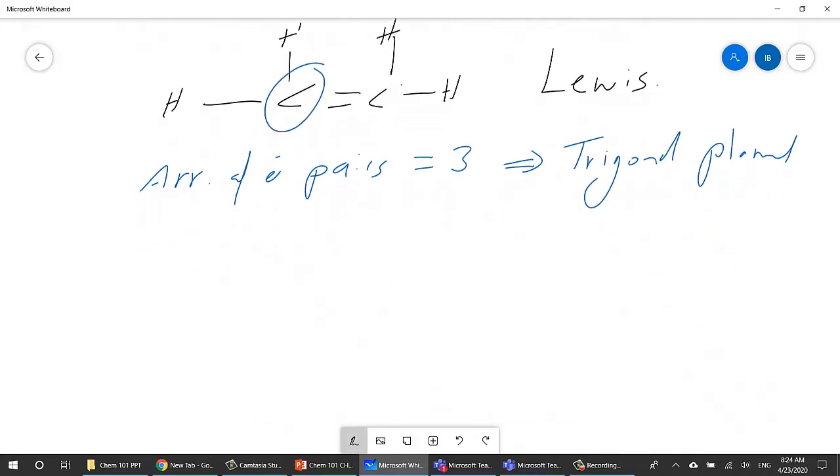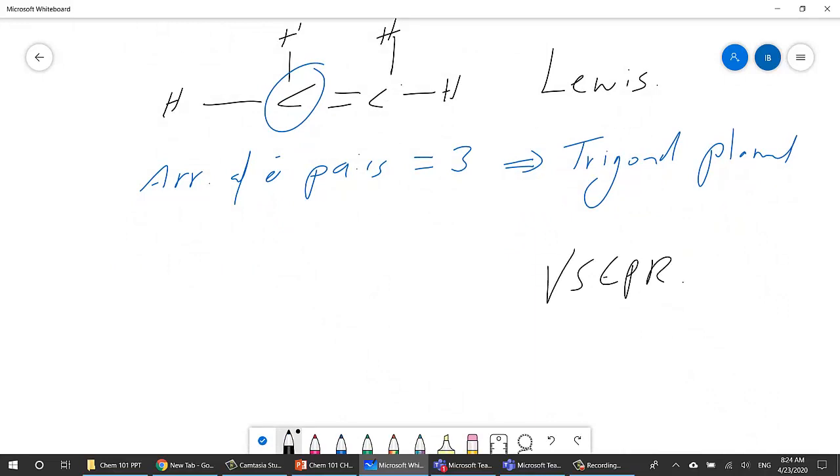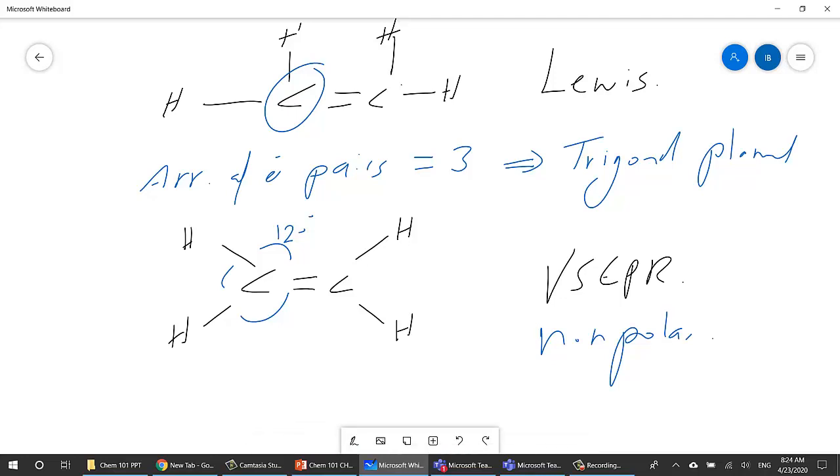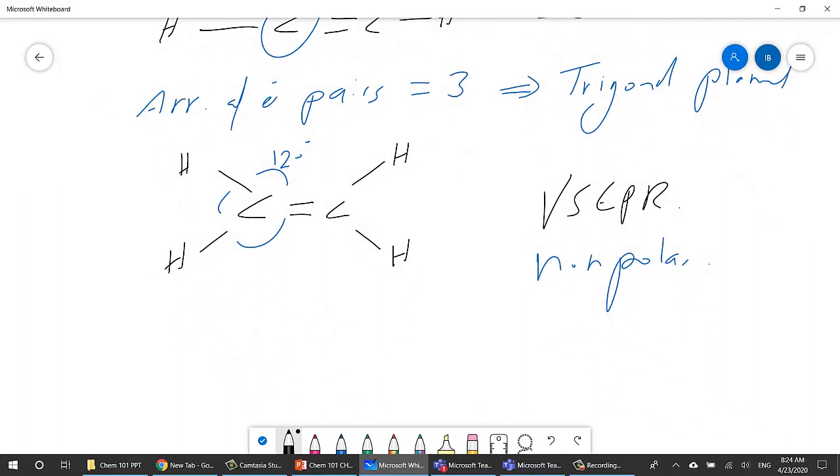And therefore, the VSEPR structure of this should have 120 degree angles. So this is 120 degrees, and this is equal to that, and is equal to that. They are all 120 degrees, and this is a non-polar molecule. This is a beautiful molecule that is non-polar. I think we talked about this last time when we had cis and trans dichloro, but this is all hydrogens. It's a non-polar molecule. My question is, what is this bond?